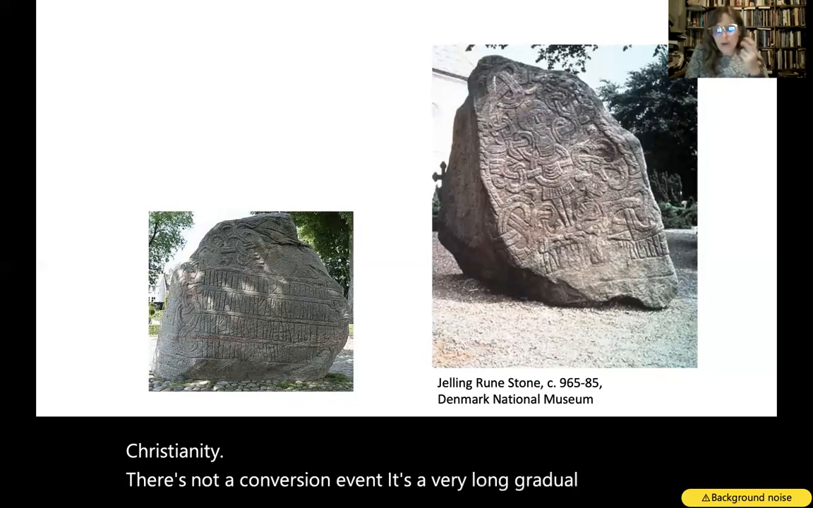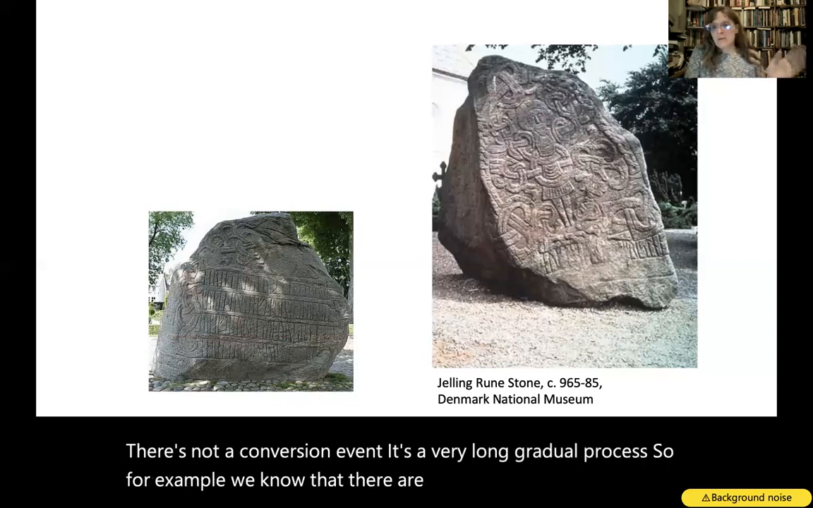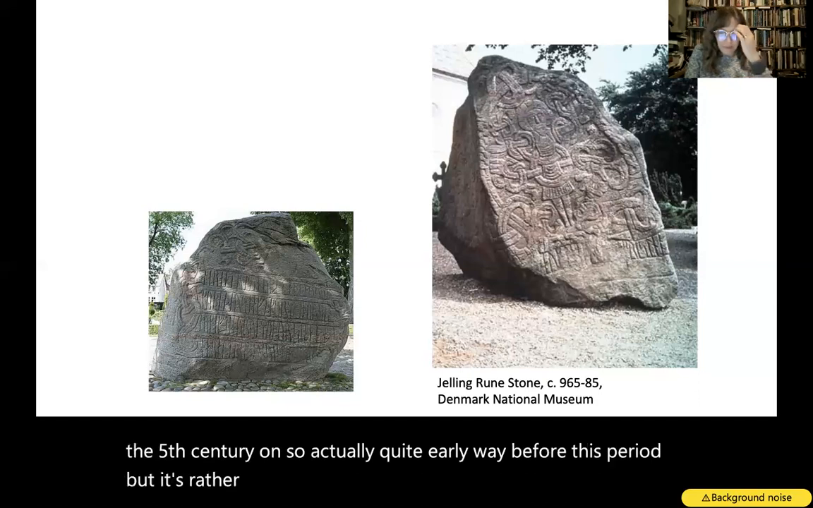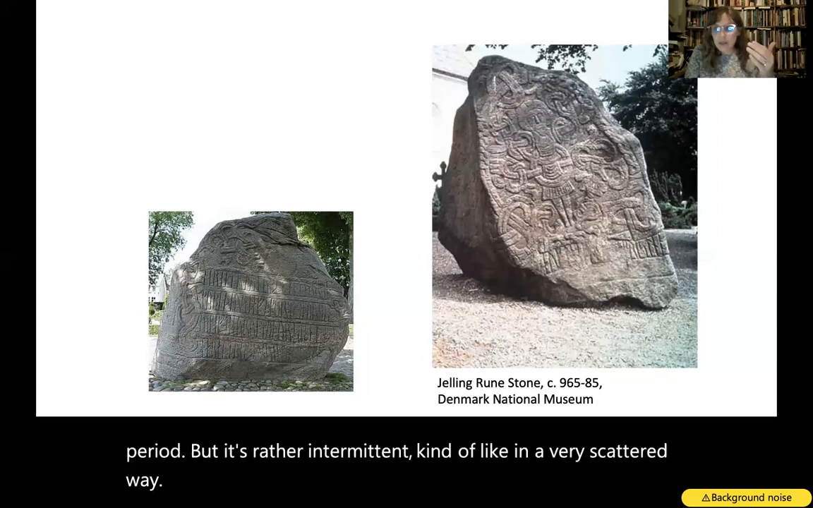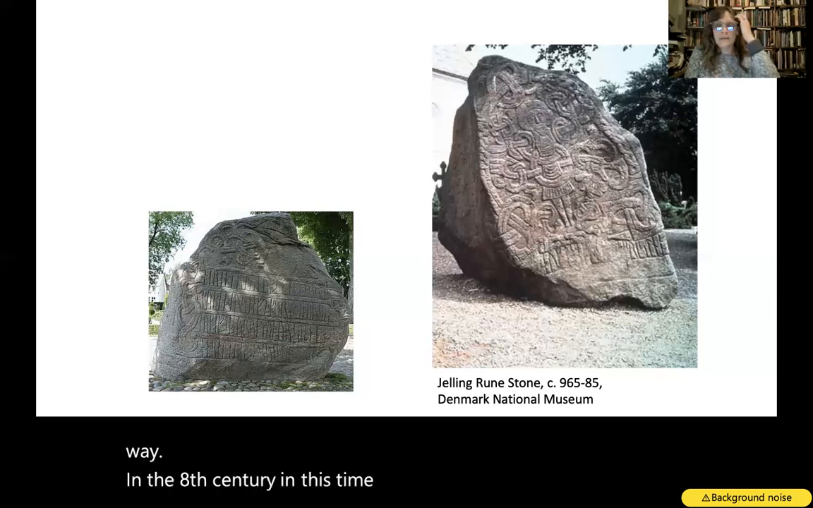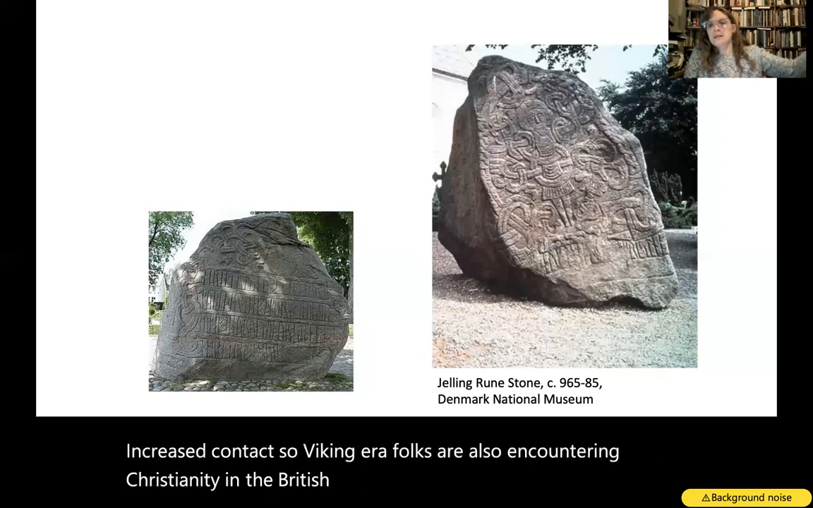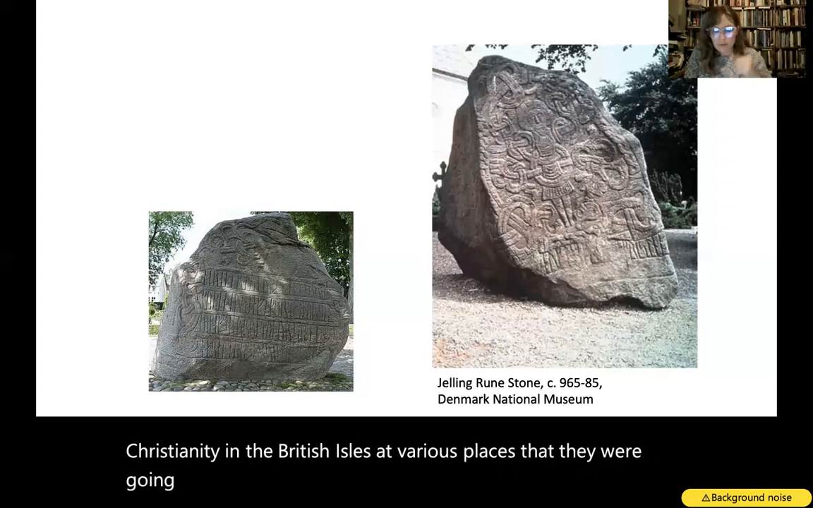For example, we know that there are Christians in Scandinavia from the 5th century on. So actually quite early, way before this period, but it's rather intermittent, in a very scattered way. In the 8th century, in this time of expedition, there's increased contact. Viking era folks are also encountering Christianity in the British Isles, at various places that they're going for trade and for raid.